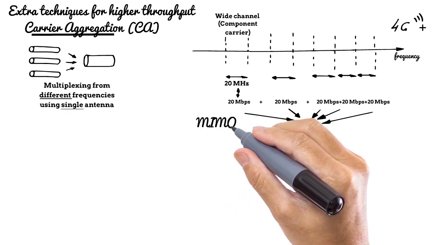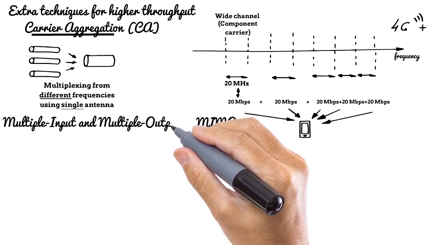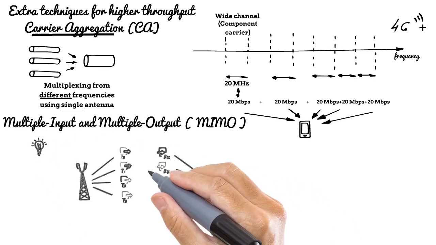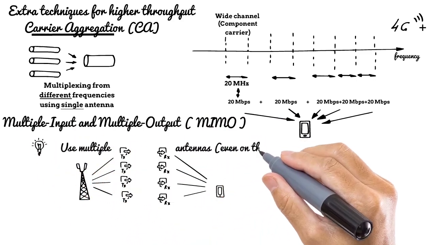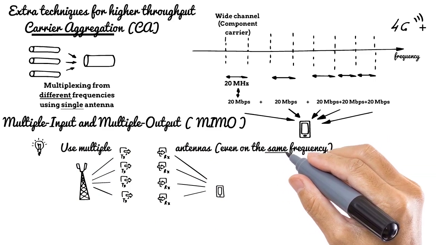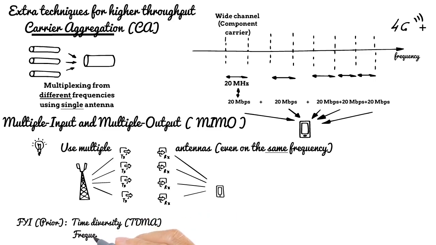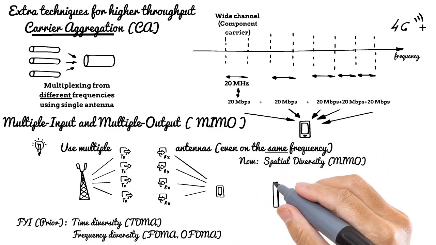MIMO is another separate technique introduced. It stands for multiple input and multiple output. General idea is to use multiple transmission and receiving antennas, even to send data on the same frequency at the same time to the same mobile phone. We already discussed time diversity using TDMA, frequency diversity using FDMA and OFDMA. MIMO is an example of spatial diversity.